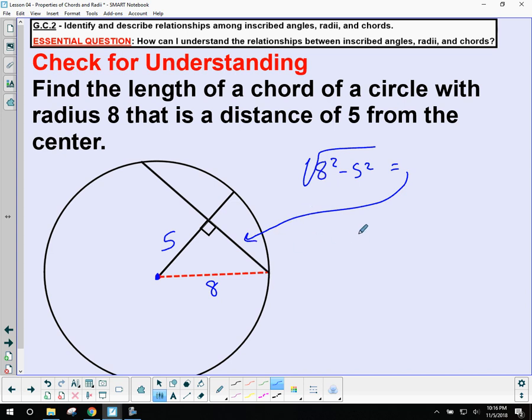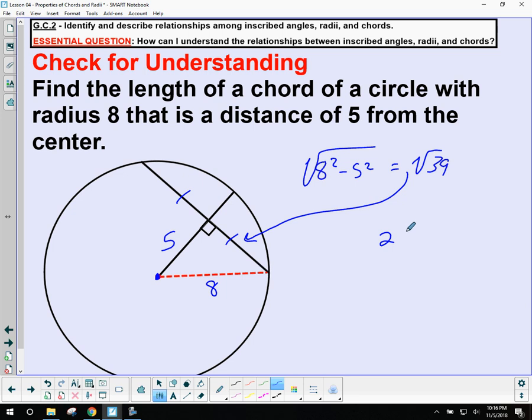Root 39. Well, that's this one. These are congruent because of that perpendicular. So they want the whole length of the chord. So I'm going to go 2 times root 39.